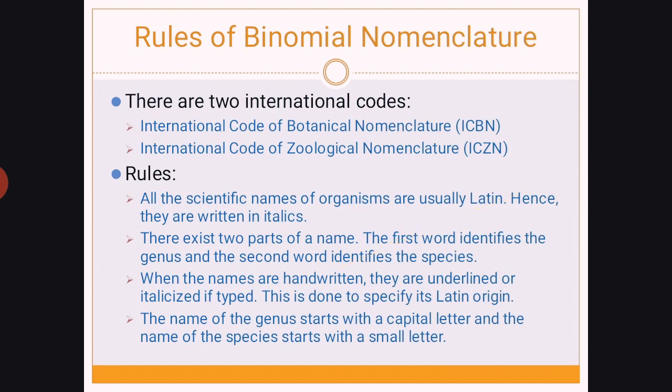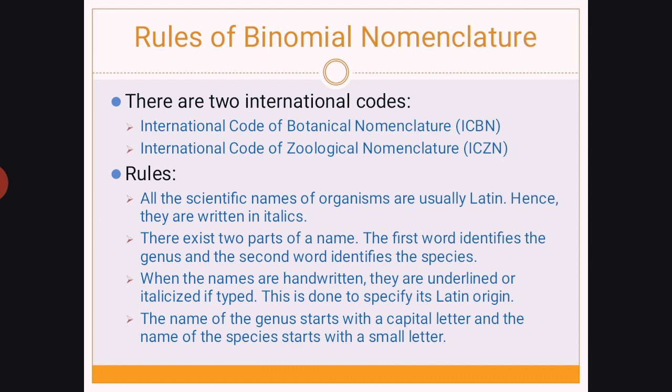For plants, scientific names are based on agreed principles and criteria which are provided in the International Code for Botanical Nomenclature, that is ICBN. Similarly, according to the rules of the International Code for Zoological Nomenclature, that is ICZN, the scientific name of an animal is provided. Along with these, there are 4 universal rules which should be followed while dealing with binomial nomenclature.